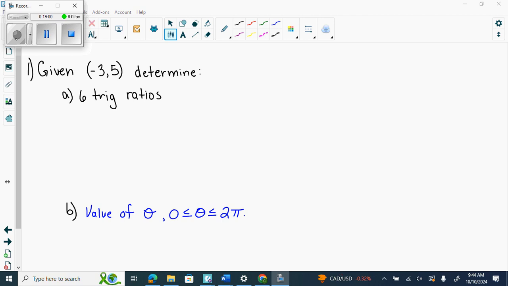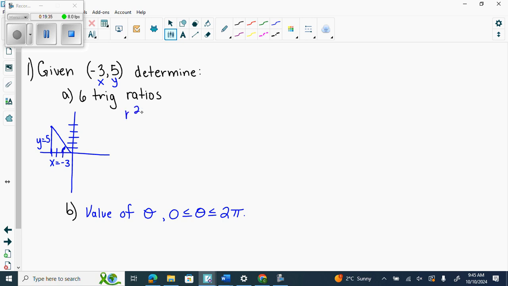What's the first thing I need to do? Label my x and y and then draw it. I have negative 3 and 5, so I know I'm here. X equals negative 3, y equals 5. When I get my reference angle, it's going to give me this, correct? So I'm going to go 180 minus that. Drawing is so important to figure out where it is to get the coterminal, or to get the principal angle, sorry.